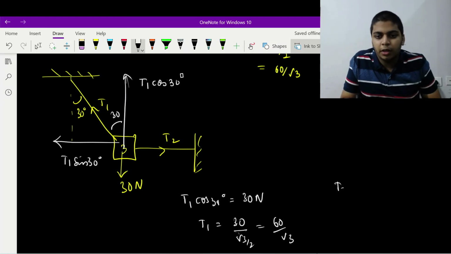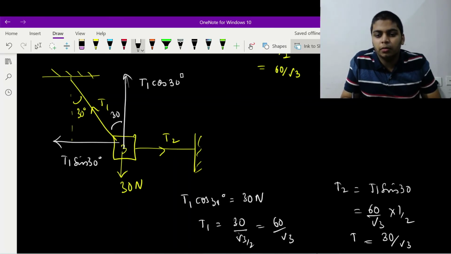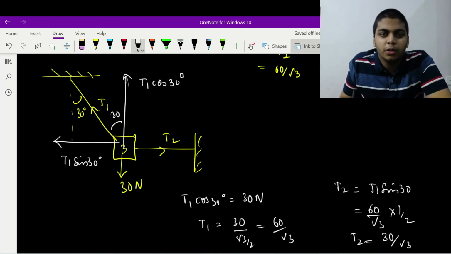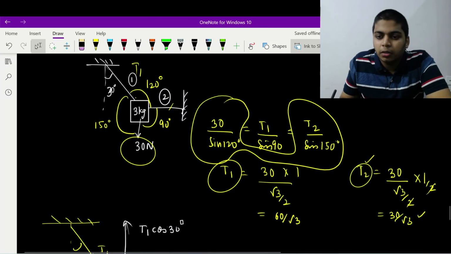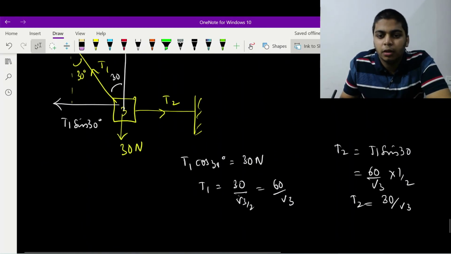Simply. And your T2 is T1 into sin 30, right? Your T1 is 60 by root 3 and your sin 30 is 1 by 2, and this will be turning out to be 30 by root 3. So this is your T2. So you can also do by resolution of vectors, component of vectors, or using Lami's theorem, but your answers in case 1 and case 2, T1 and T2, are always the same.